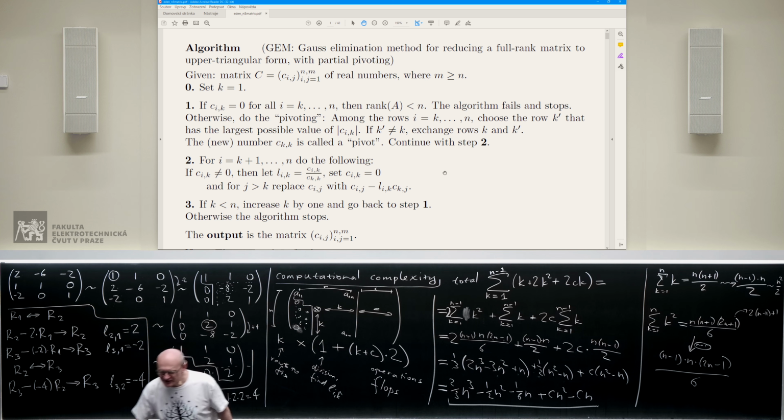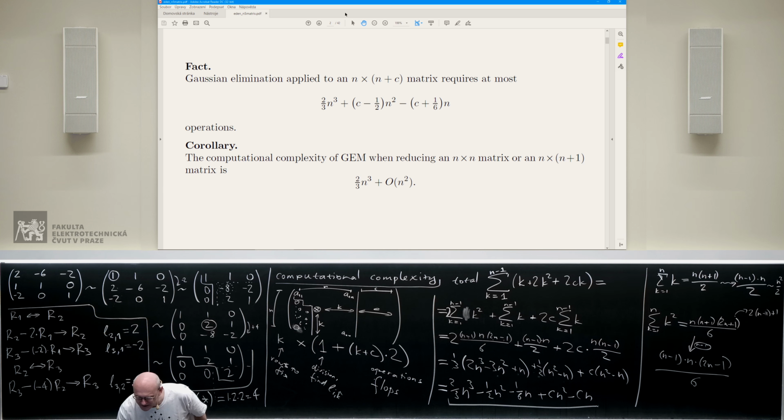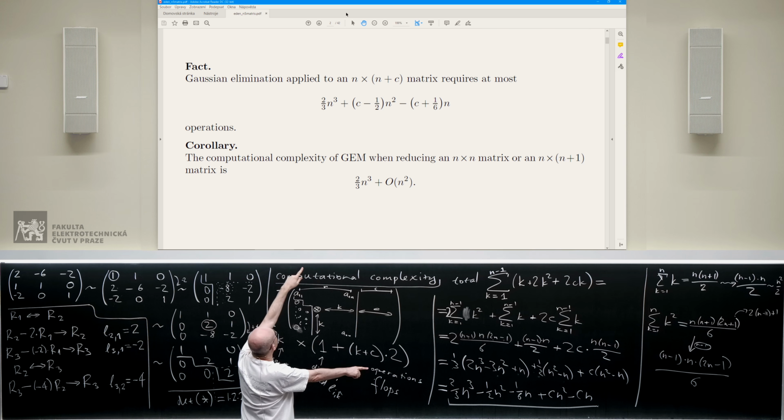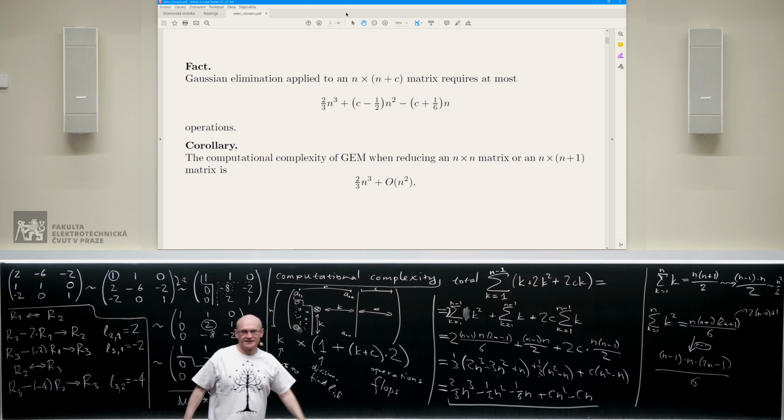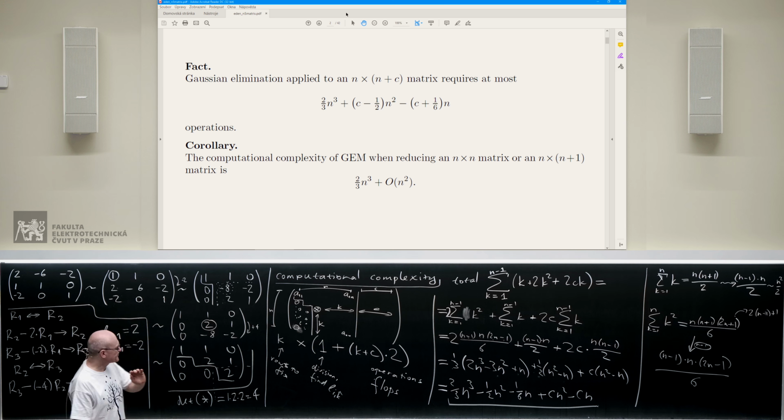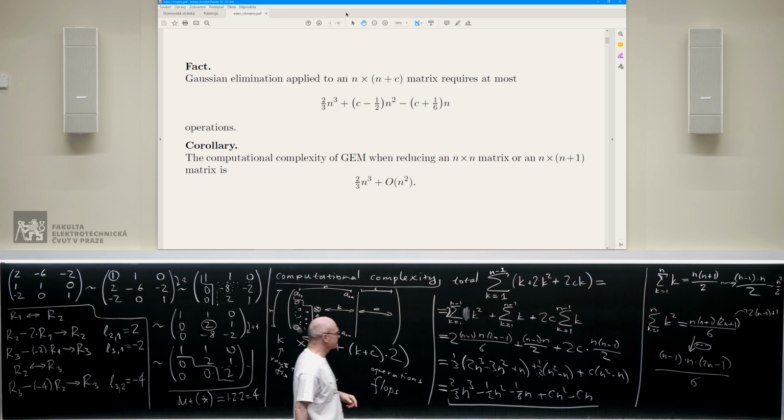Let's see. Where do I hit the right target? Crossing fingers. 2/3 n cubed. cn squared, I can see it there. Minus 1/2, I can see there. Minus cn minus 1/6. Yeah. Sigh of relief, good. So I don't have to do it again. I managed to do it on the first try.